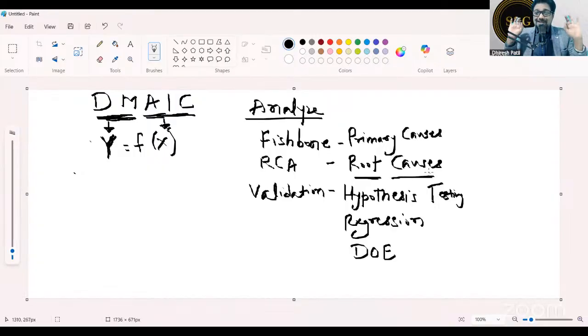Once the root causes are confirmed, once they are validated, only then will we take action in the improve phase. We will find the solutions only for the validated root causes. Some of the root causes may not get validated, and we have to drop them.